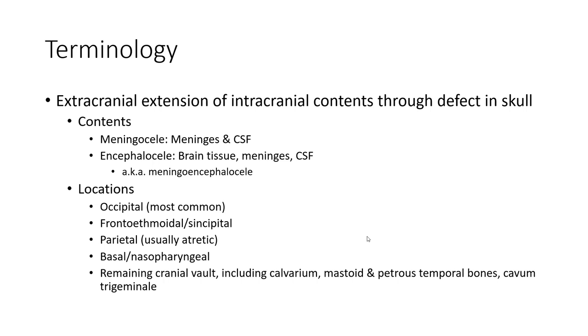So if we talk about the content within the cephalocele, they are divided into two types. The first one is meningocele, which contains only meninges and CSF, and encephalocele, which contains brain tissue, meninges, and CSF, or we can call it meningoencephalocele.